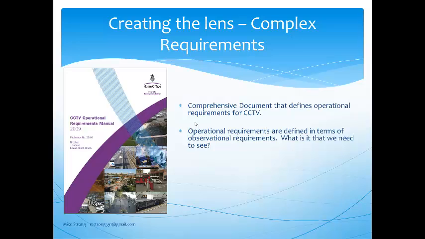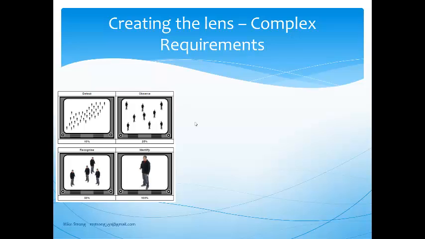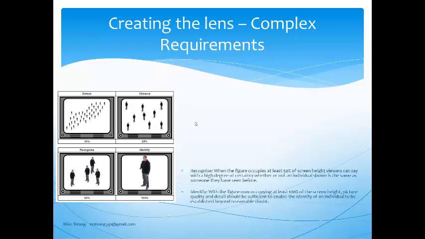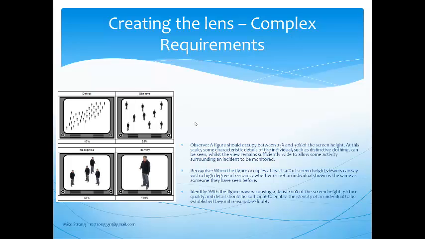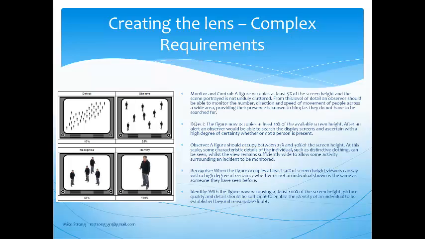Operational requirements are defined in terms of observational requirements. What is it that we need to see? In these definitions, identify means that the figure subject occupies 100% of the screen height. Recognize is when the figure occupies approximately 50% of the screen height. Observe is when the figure occupies approximately 25% of the screen height. And detect is when the figure occupies around 10% of the screen height. Finally, monitor and control, in other words, just be able to know there's something out there, is when the figures occupy approximately 5% of the screen height.